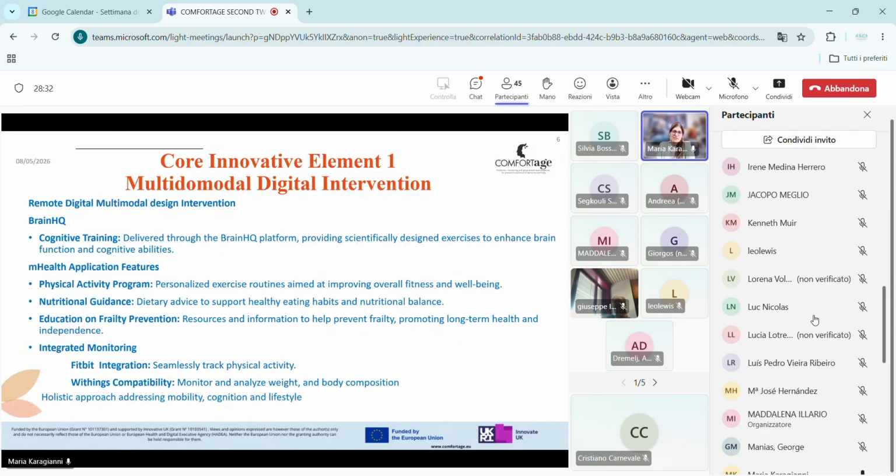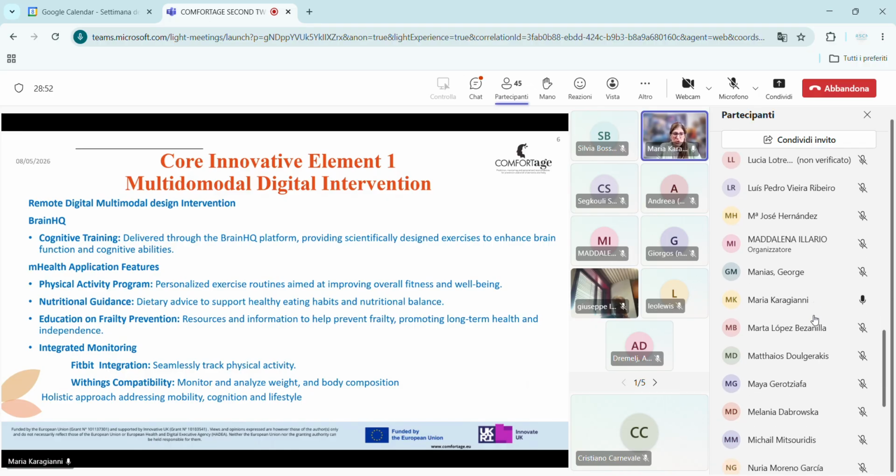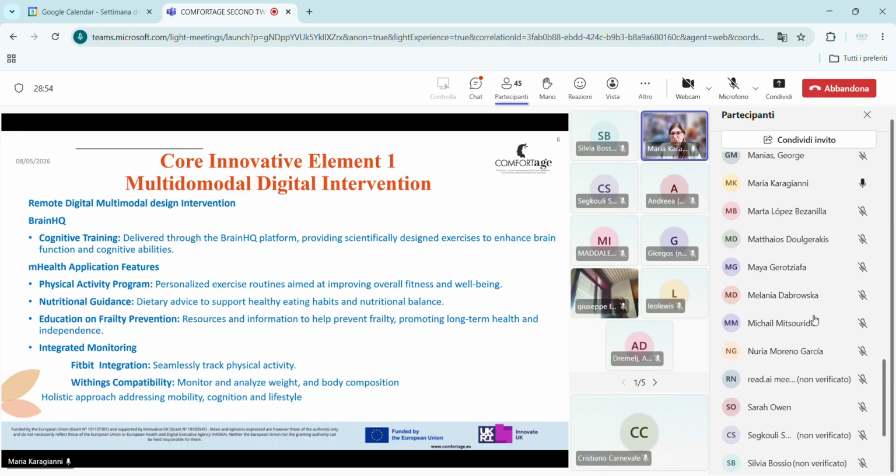So some core innovative elements of this study have to do with a multimodal remote digital intervention. It is based on the combination of cognitive training, as we said, and physical and nutritional components. The cognitive training is via BrainHQ, a platform providing scientifically designed exercises to enhance brain function and cognitive abilities. Then there is an app that was developed in our premises.